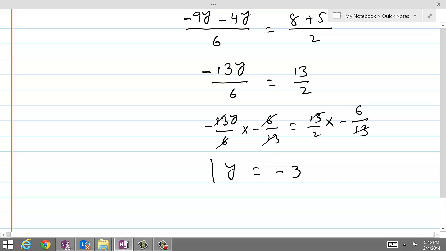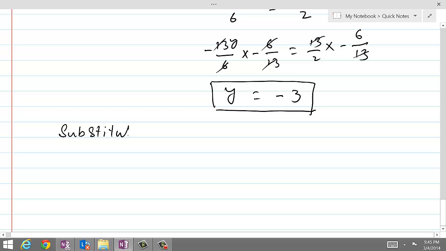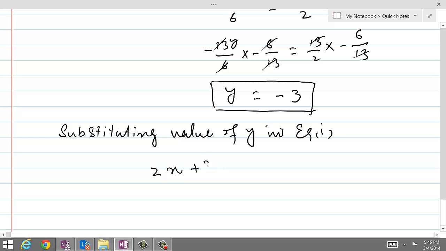Now once we have got the value for y, we can go back and substitute this value of y in equation 1 to get the value for x. So substituting the value of y in equation 1, what we receive is 2x plus 3, instead of writing y, we can say minus 3, equal to minus 5.